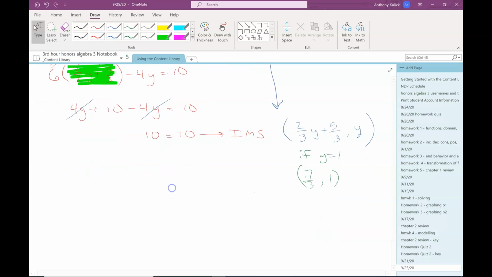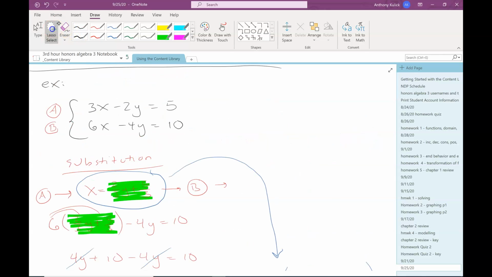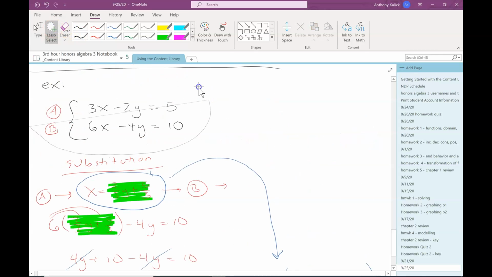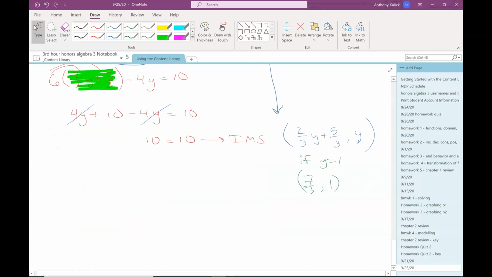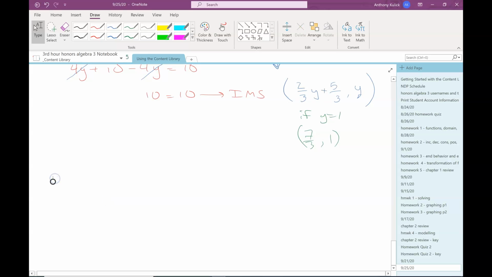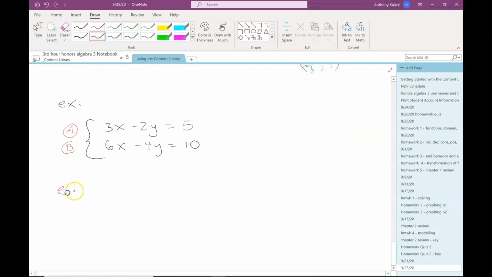Let's do this same problem using elimination. I already forgot what the numbers were, so I'm going to repaste it. I was going to just make another column for the elimination next to it, but I wrote too big.